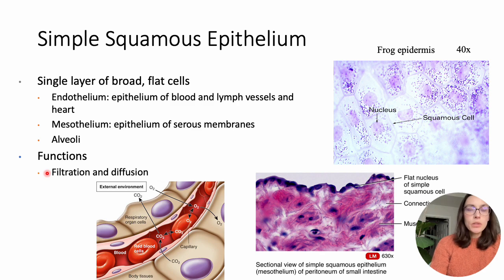Right now, I would encourage you to pause the video and explain out loud in your own words why specifically having one layer of very, very flat, very tightly packed cells is good for filtration and diffusion. Okay.